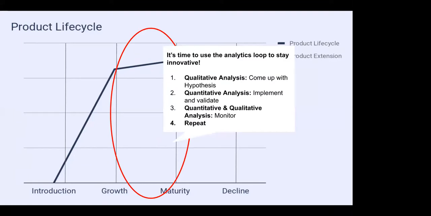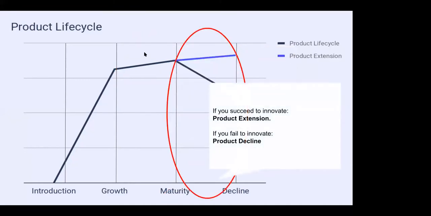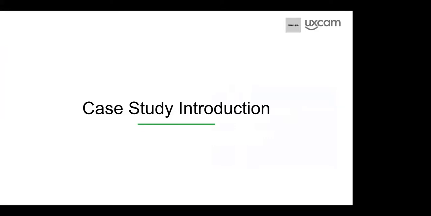And if it works out, they keep it. If it doesn't work out, they throw it away. And then they just repeat the process, and instance by instance, they make the product better. And if you succeed to innovate, your product will extend. If you fail, usually your product will start to decline. All right, now I want to give it over to Greg for some case study.